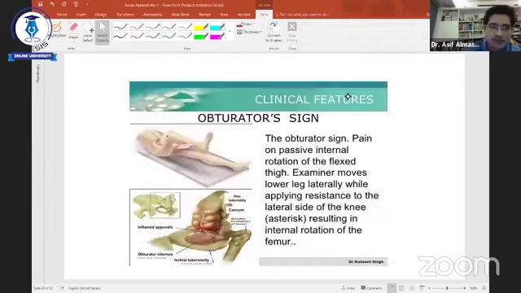If you look at this, if you do a passive internal rotation and it causes pain, it is because the appendix is over the obturator internus muscle. So if you stretch the obturator internus muscle, this will cause pain to the patient. This is called obturator sign. This is usually in case of pelvic appendix.